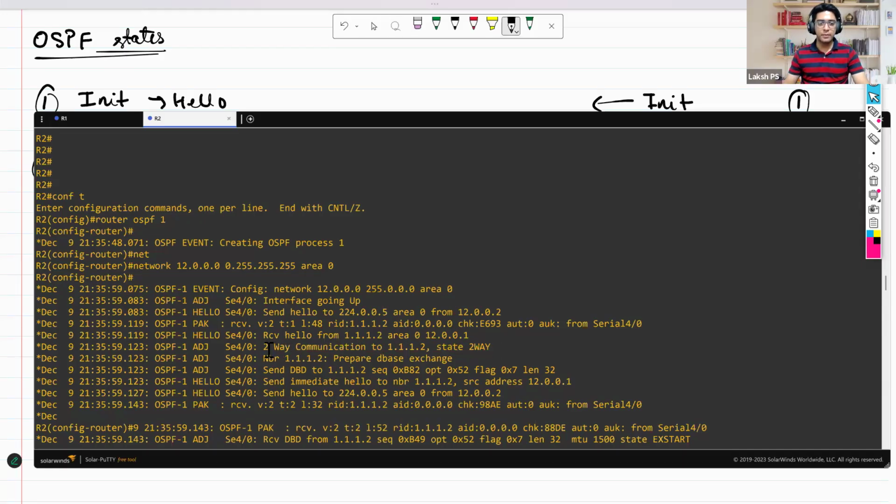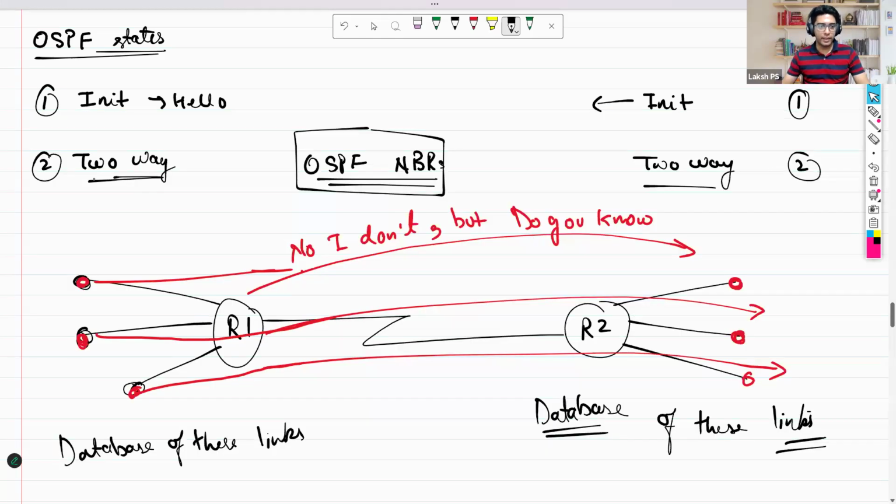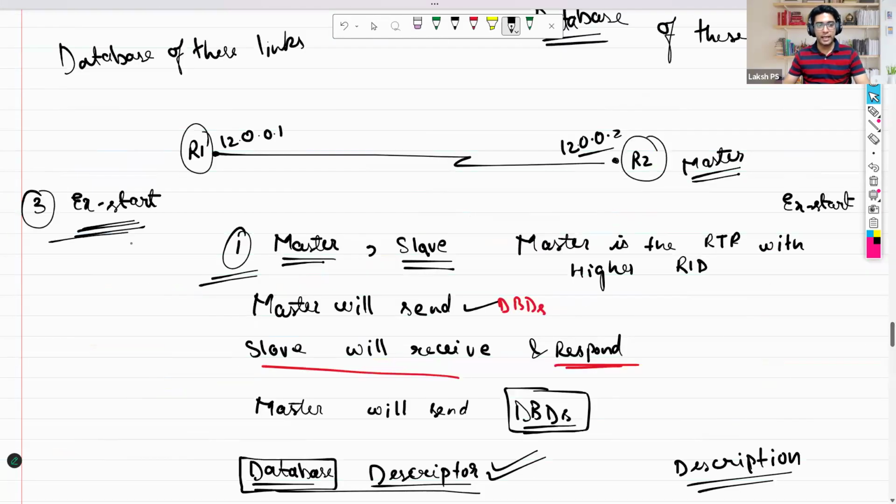So over here we can see the information present in the hello messages is exchanged. It is not negotiated, it is agreed upon, and the two routers move into the two-way state. Now, once they move into the two-way state, the next state, as we discussed, is the ExStart state. They move into the ExStart state.